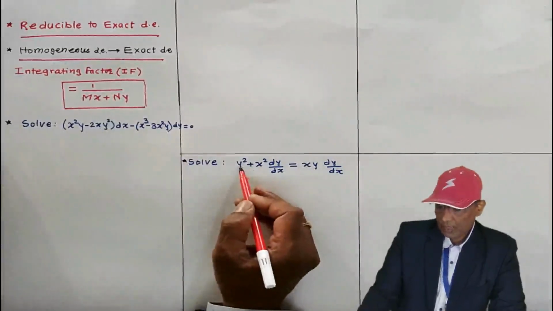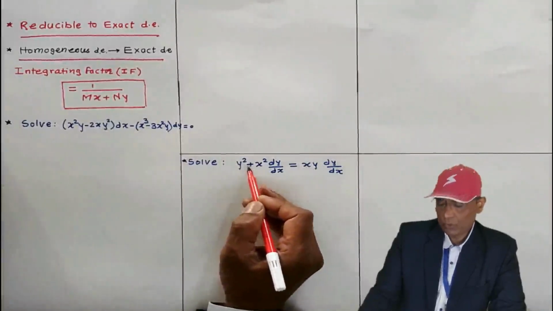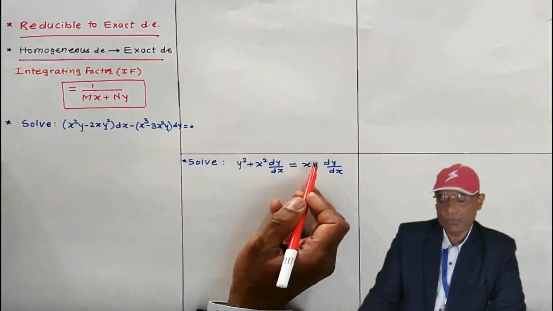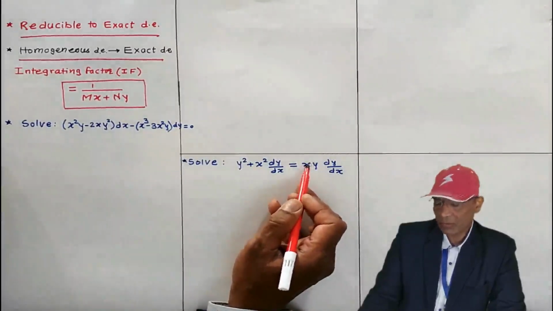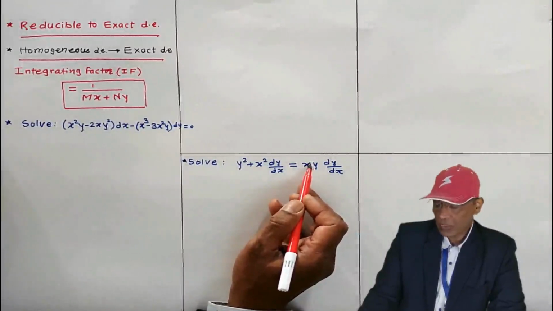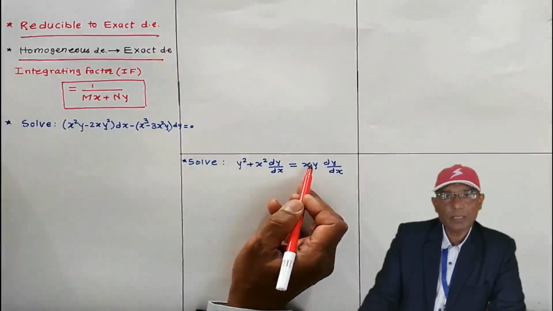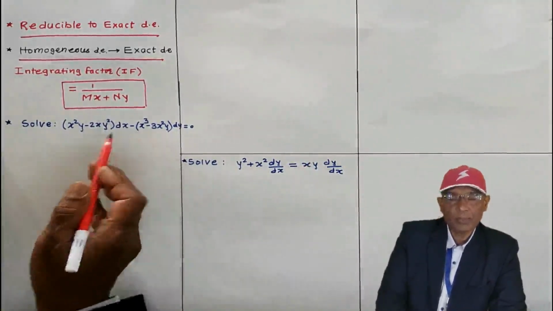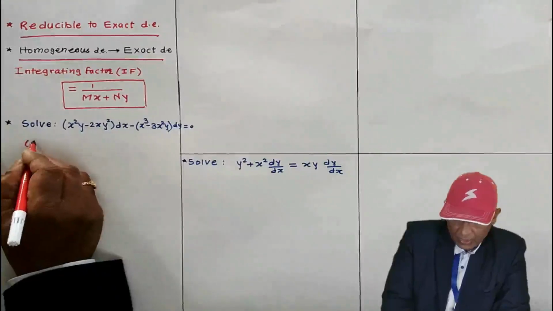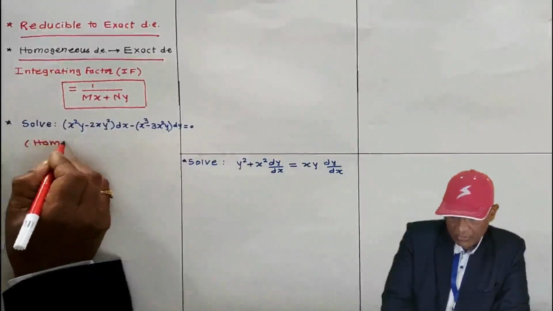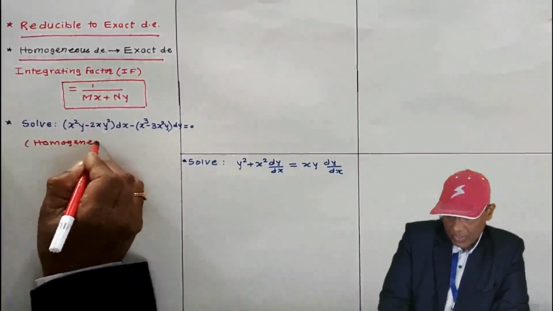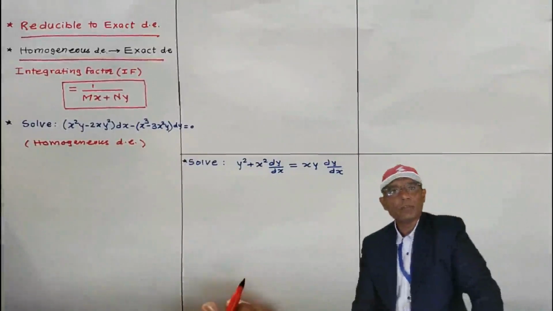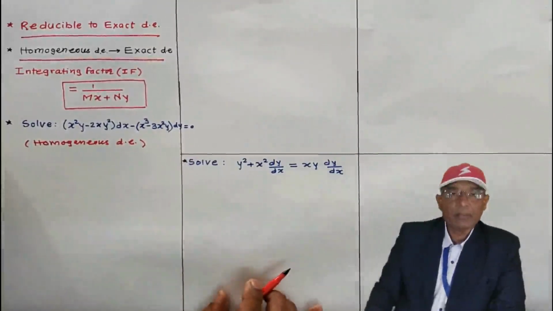Here also, the degree of this term is 2, of this term is 2, of this term is 2, because the power of x is 1, the power of y is 1, and there is a multiplication. Therefore, we have to add the indices, so 1 plus 1 means the degree is 2. The degree of each and every term is the same, therefore it is a homogeneous differential equation, and we are going to convert it into an exact differential equation.